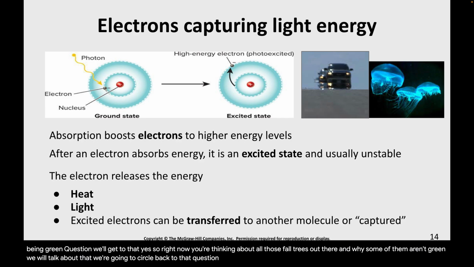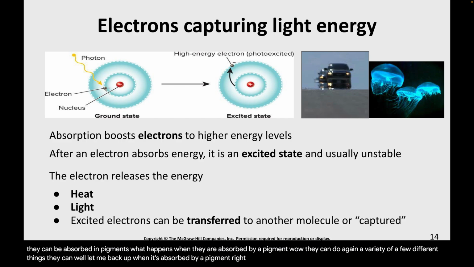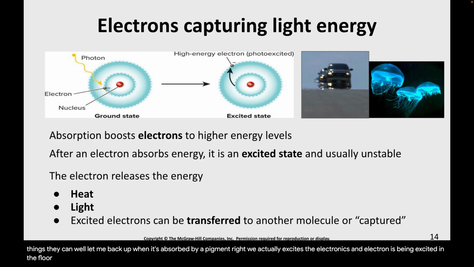All right, so we have photons. They can be transmitted, they can be reflected, or they can be absorbed by pigments. What happens when they are absorbed by a pigment? Well, they can do a few different things. Let me back up. When it's absorbed by a pigment, we actually excite the electrons. An electron is being excited in the chlorophyll pigment itself.